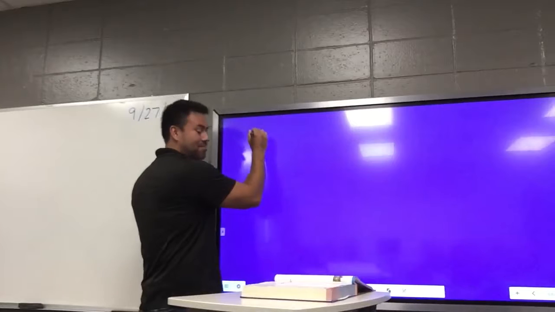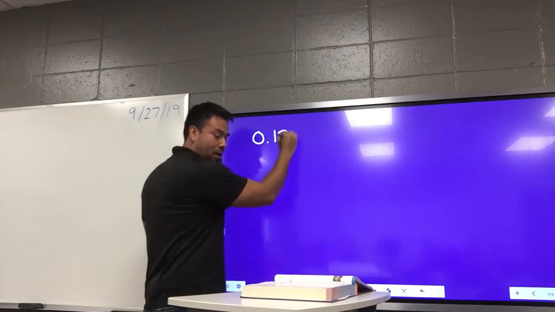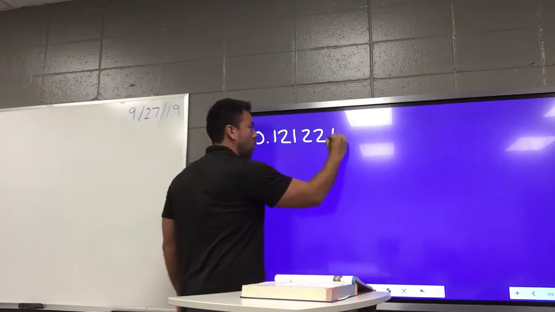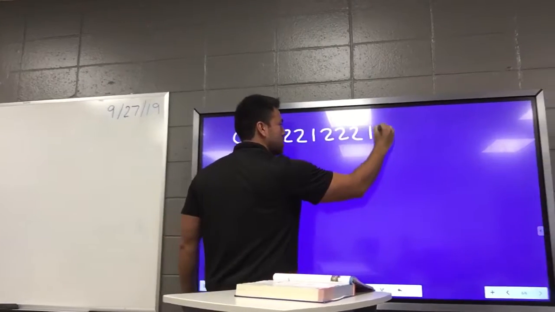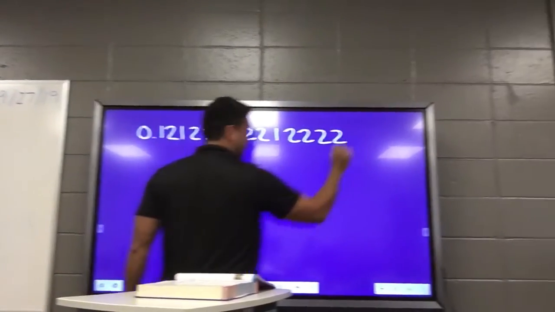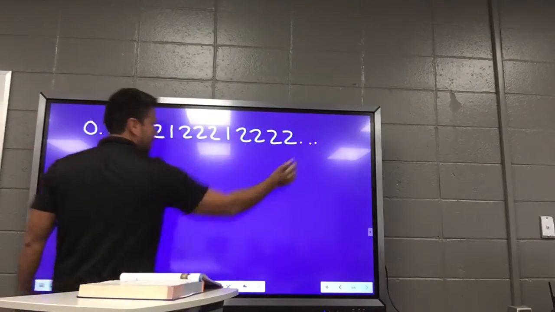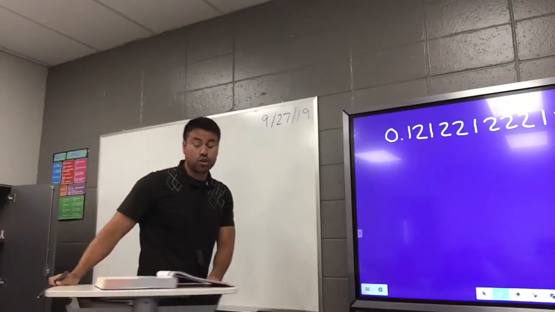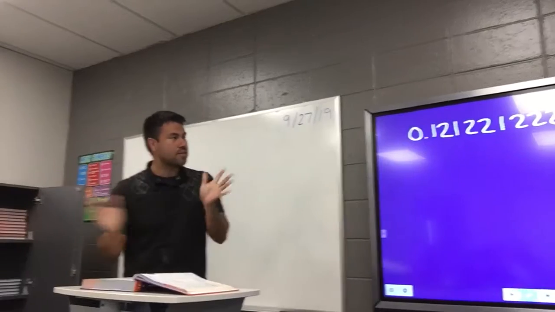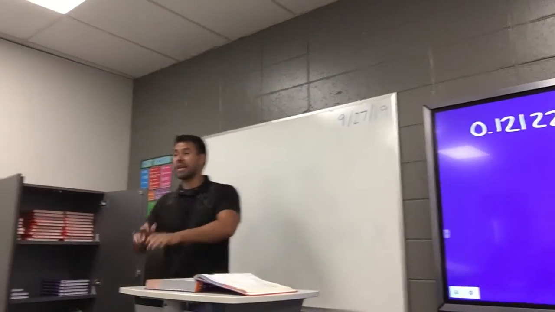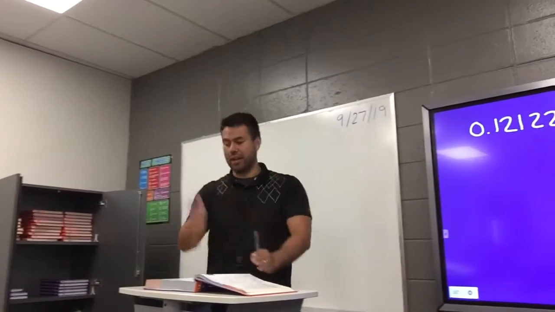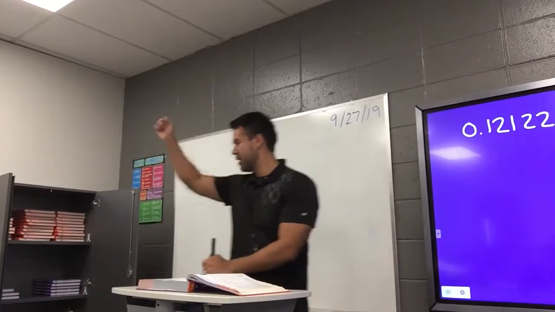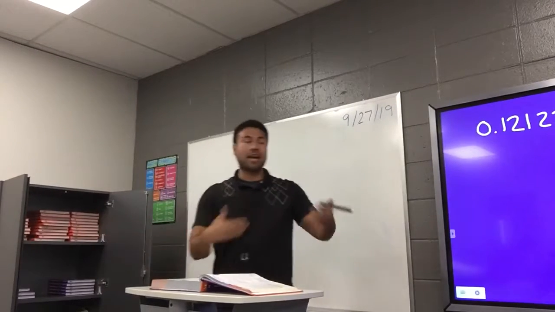All right, here's another one. 0.121212221222. You need to write this because it's going to help you understand on your own if it's rational or irrational. Again, guys, for your homework, you just put rational or irrational. That's it. But you got to know what you're talking about.